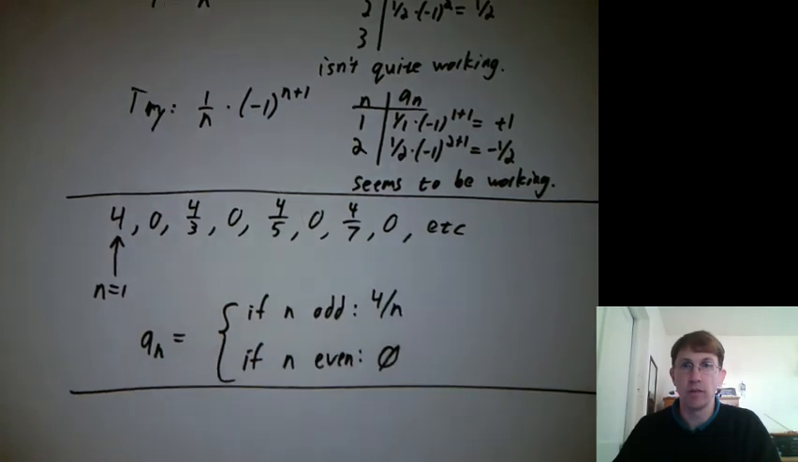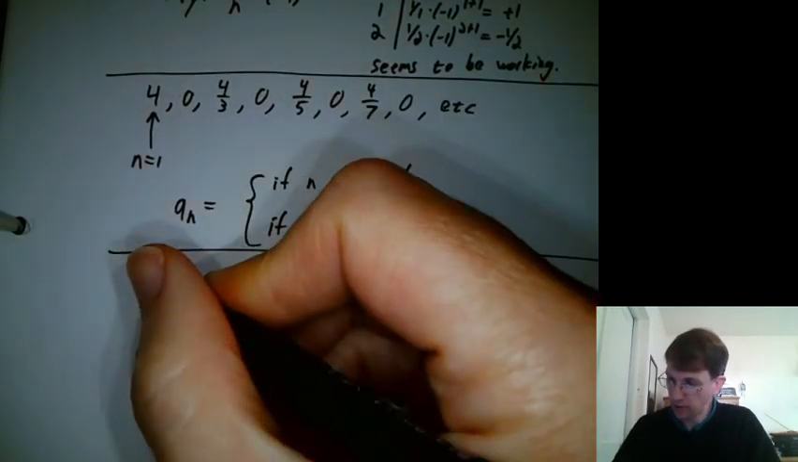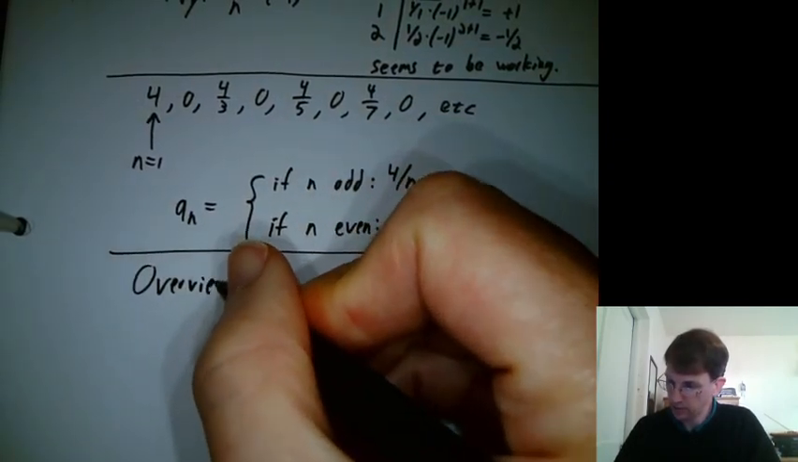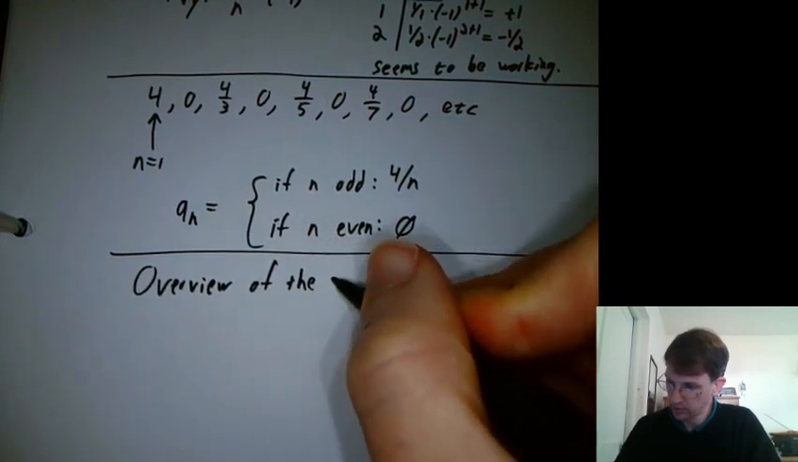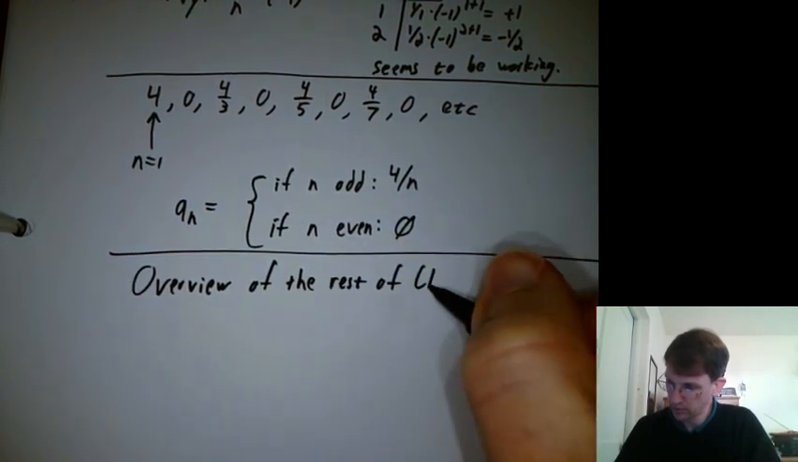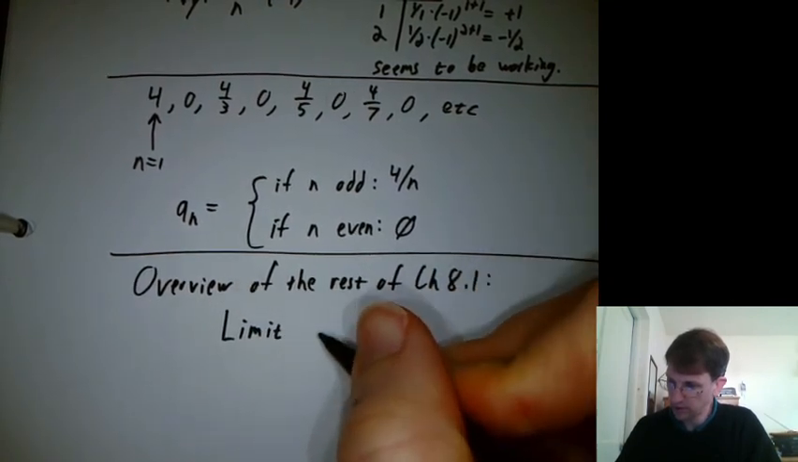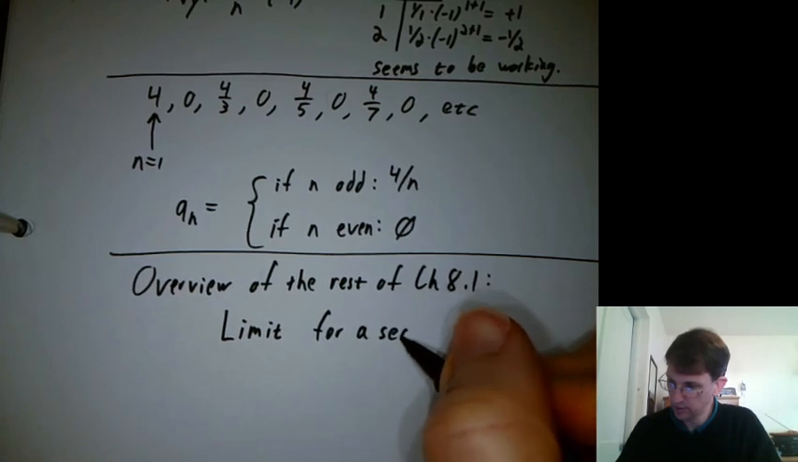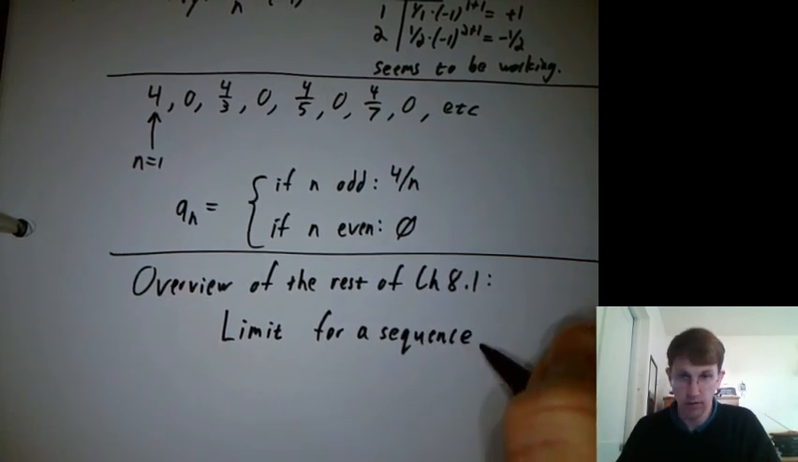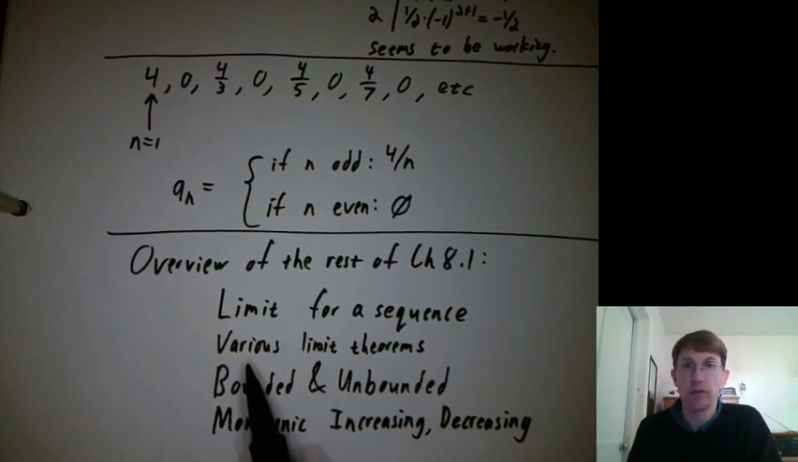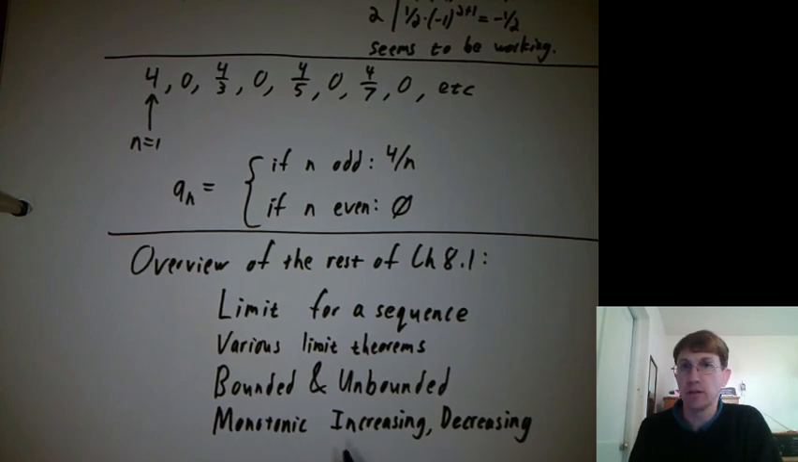Here's a quick overview of the rest of chapter 8.1. There's the definition of limit for a sequence. There's also various limit theorems. There's definitions for sequences being bounded and unbounded, and then the properties of being monotonic increasing or monotonic decreasing. If something is monotonic, we can also say it's monotone.